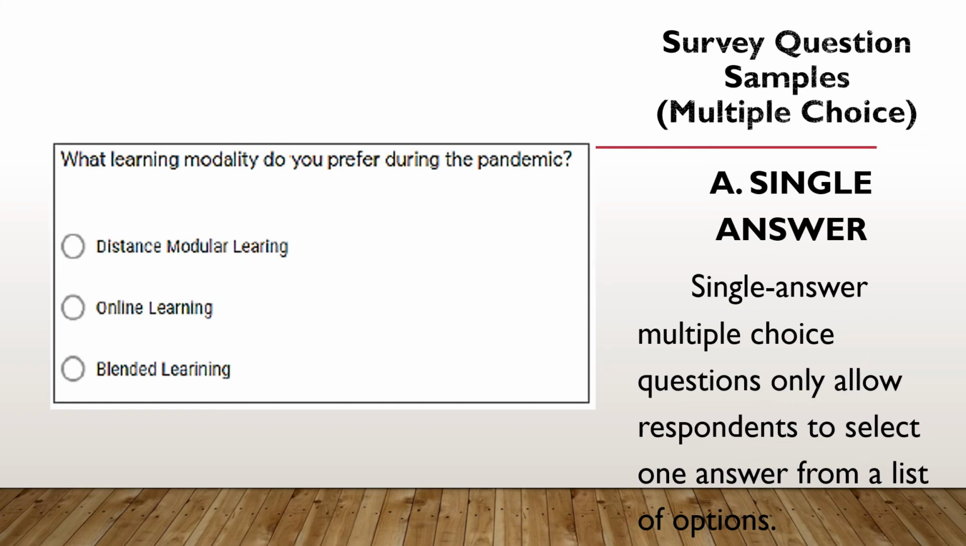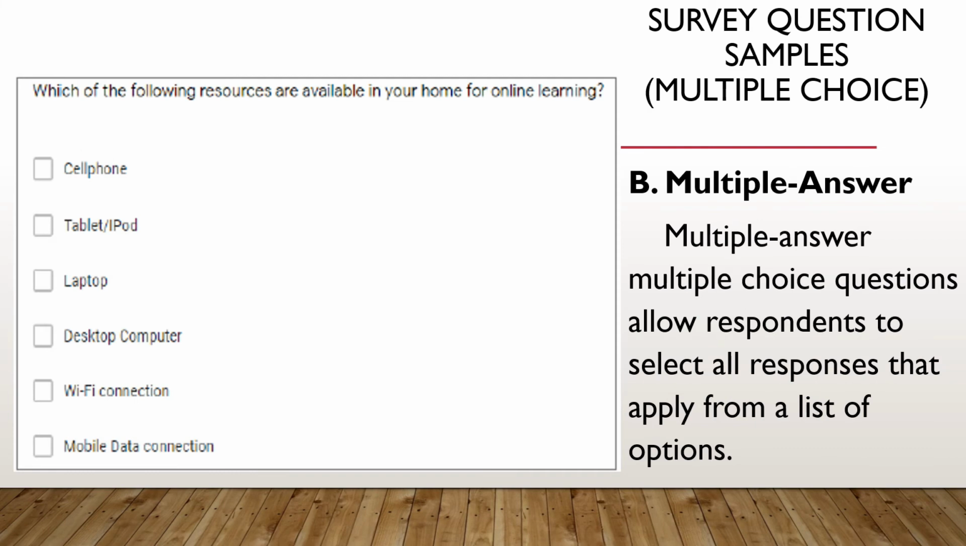The other type of multiple choice is the multiple answer. When we say multiple answer, this allows respondents to select all responses that apply from a list of options. So here you can choose more than one answer. Okay, that's why it is called multiple answer. The example is, which of the following resources are available in your home for online learning? The choices are cell phone, tablet, iPad, laptop, desktop computer, Wi-Fi connection, and mobile data connection.